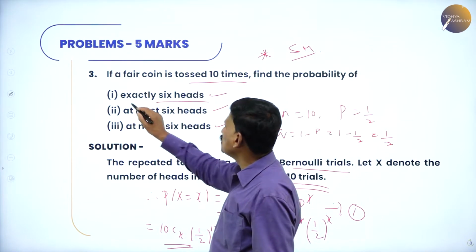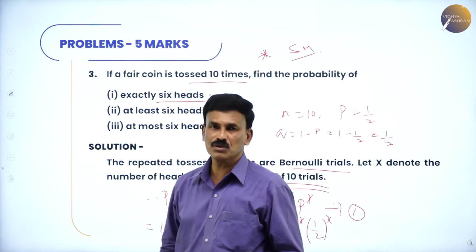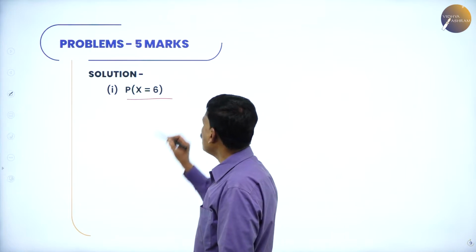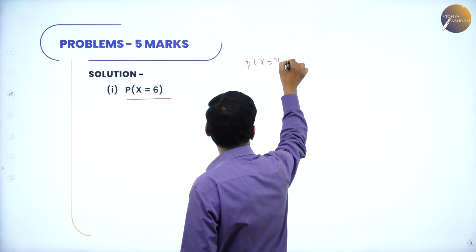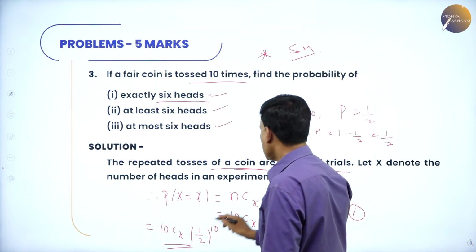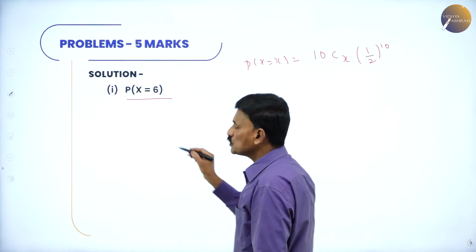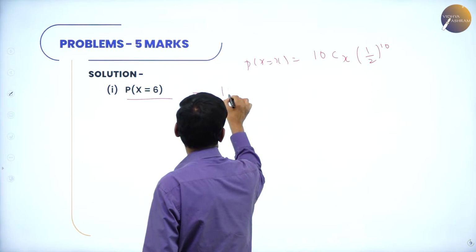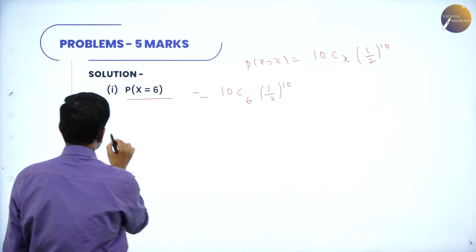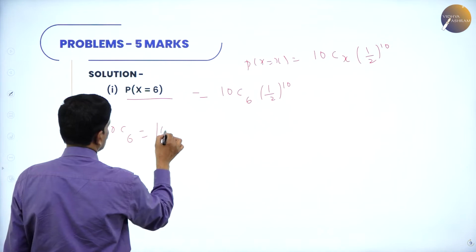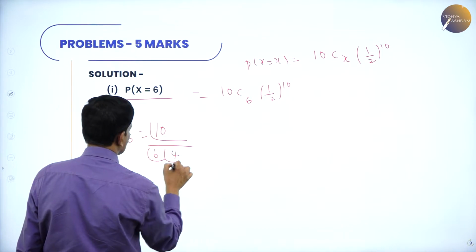Now let us come to the condition. Exactly 6 heads, at least 6 heads, and at most 6 heads. Okay. Now come to the first condition. P of x is equal to 6. What we have? Probability of X equal to x is given by 10Cx into 1 by 2 to the power of 10. So probability of x is equal to 6 is 10C6 into 1 by 2 to the power of 10. Simplify this 10C6. 10C6 can be written as factorial 10 divided by factorial 6 into factorial of 10 minus 6, that is 4 factorial.